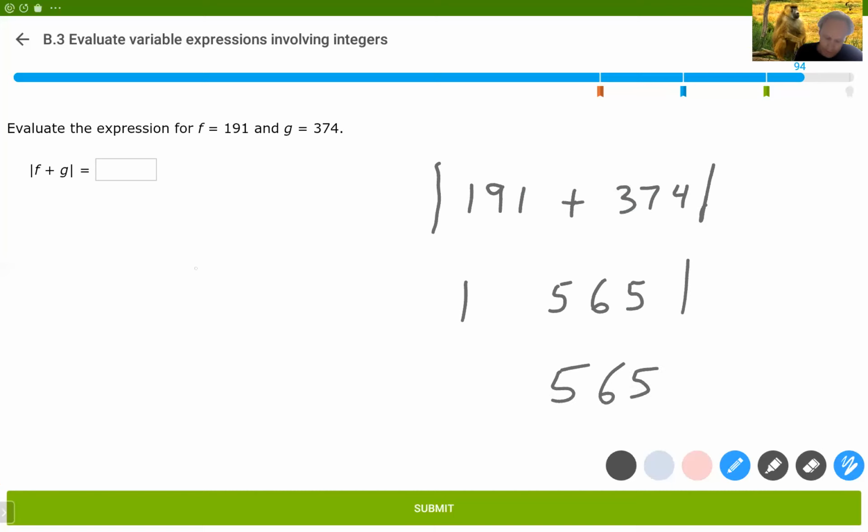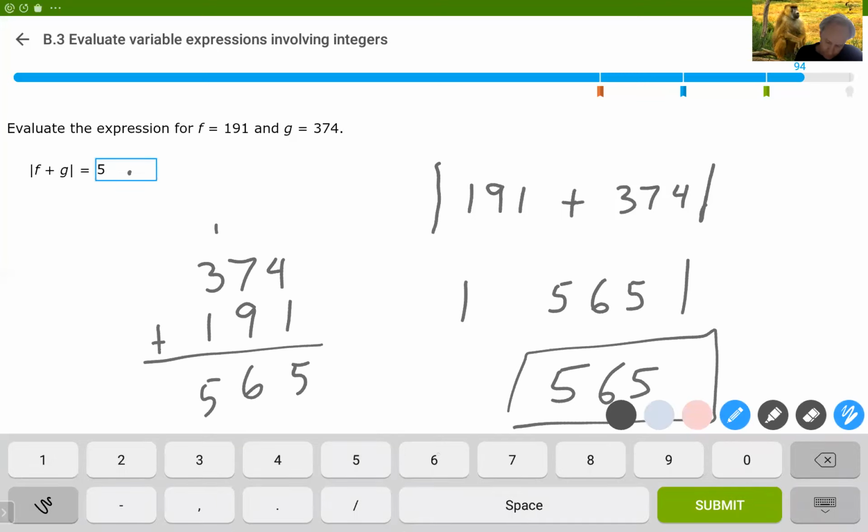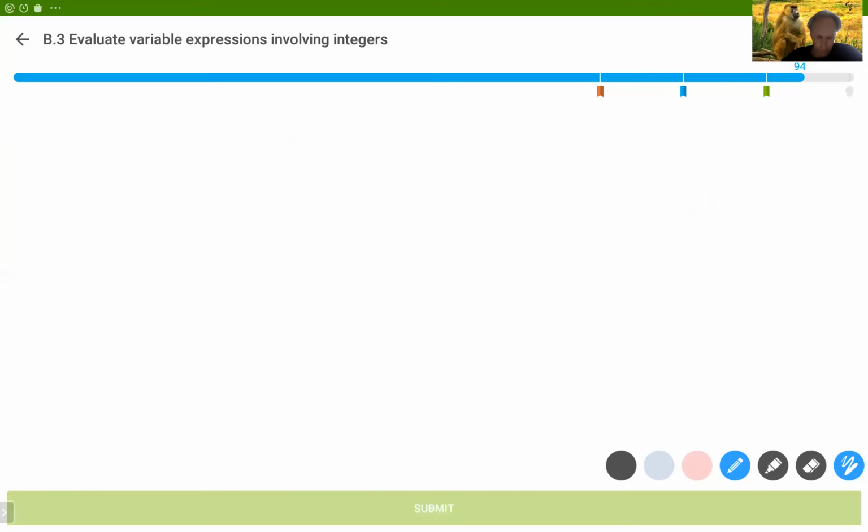If you want, you can write it on the side, 374, 191, and add them that way if you like. That is 5, 6, carry the 1, and that's 5. In some ways, it's almost faster to write it out than it is to do it in your head, but there it is. Never hurts to try it a couple of different ways.